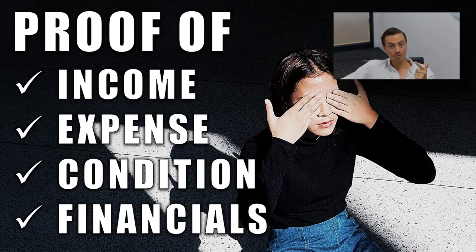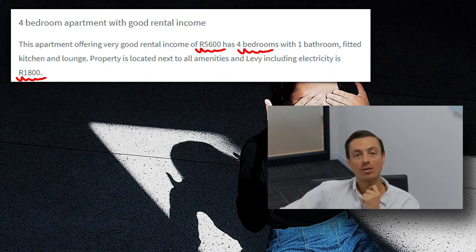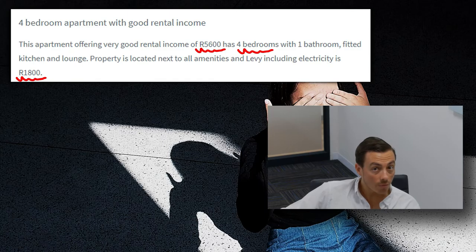And during this 2-week due diligence period, I want proof of income, proof of expense, proof of condition, proof of financials. So starting off, we want proof of income and proof of expense. Now you can see that the agent has said here, look, there's 5,600 for the 4 bedrooms and 1,800 for levies and rates and taxes. So he's told me that. So he's obviously got proof.